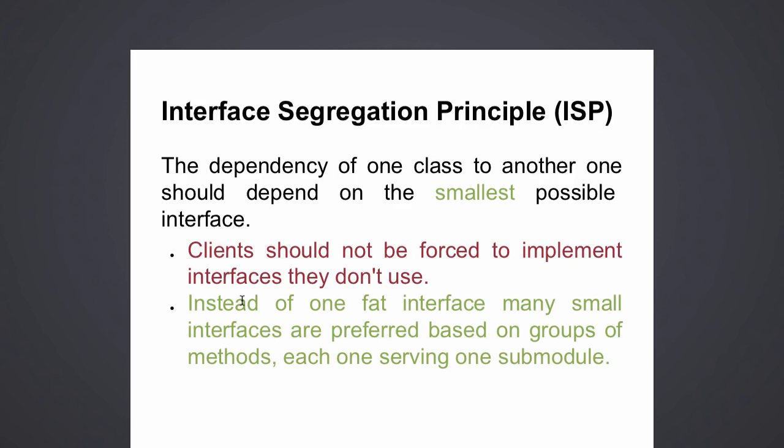The next one is the interface segregation principle. Basically, what it means is any object-oriented programming has classes dependent on each other. The interface segregation principle says there should be as minimum dependency as possible between the classes, and those should be defined using the smallest possible interface.